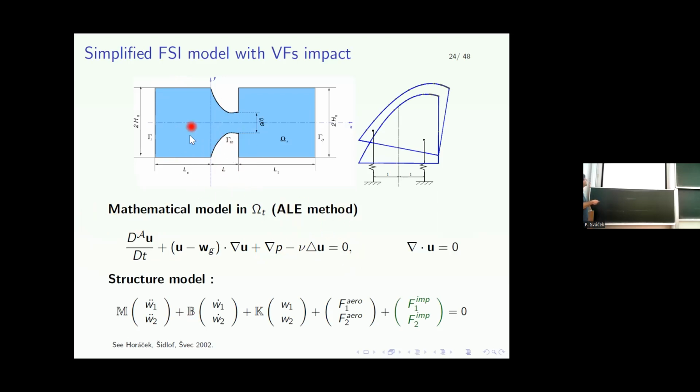And for the structural part, we have used only a reduced order model with 2 degrees of freedom. So the deformation of this elastic body is considered to be rigid in fact, and we only consider 2 degrees of freedom, which describe the displacement of the first and the second mass, let's say. And such a system can be written as a system of ordinary differential equations using, for example, this paper, where we have a mass matrix, damping matrix, stiffness matrix.